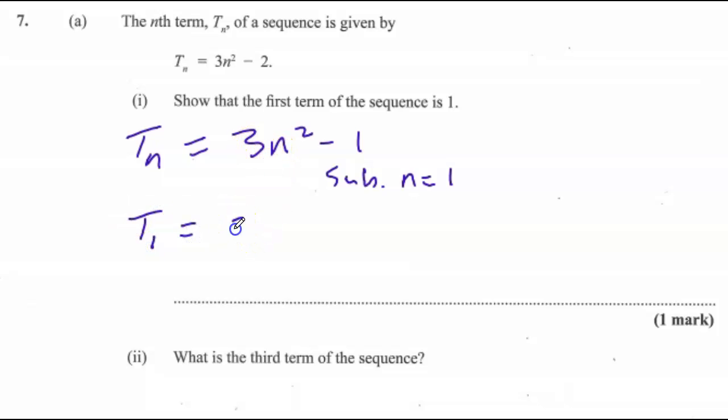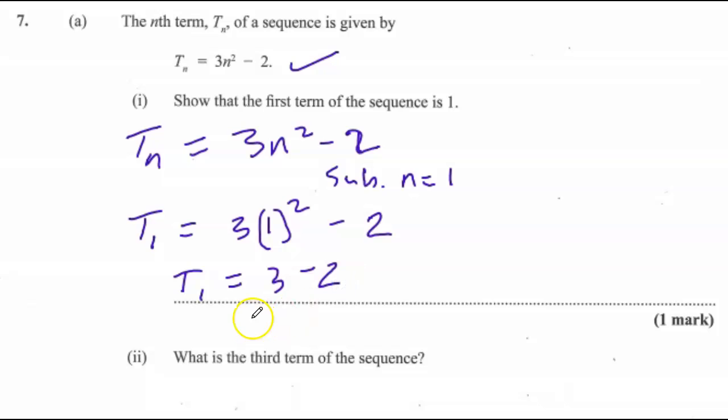So 3 times 1 squared, replacing n with 1, minus 2. The formula is 3n squared minus 2. So 3 times 1 squared minus 2, which means that 1 squared is 1 times 1, which is 1, and times 3, that's 3, minus 2. So the first term is equal to 1.